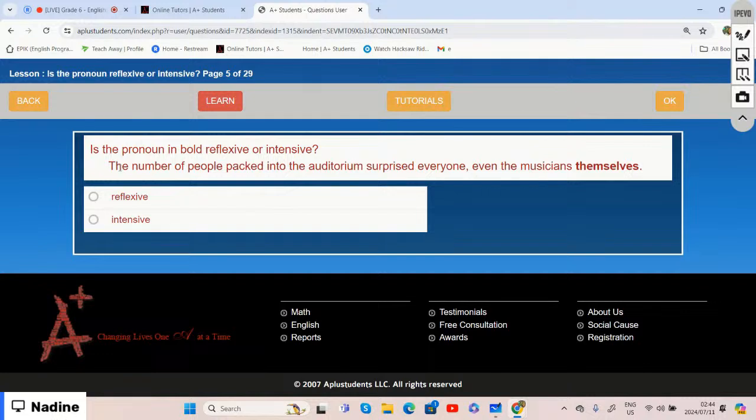All right. We need to say which pronoun in bold is reflexive or intensive. The number of people packed into the auditorium surprised everyone, even the musicians themselves. So themselves, is it putting emphasis on the musicians or who else? Or is that a reflexive pronoun or an intensive pronoun?